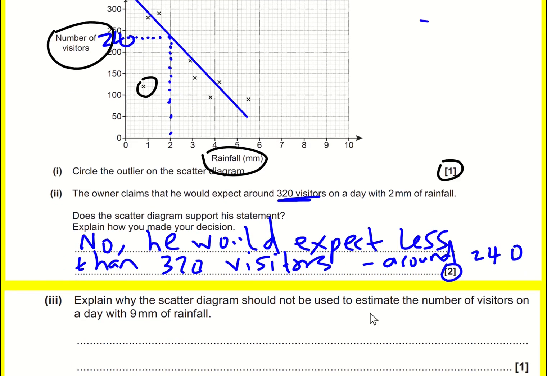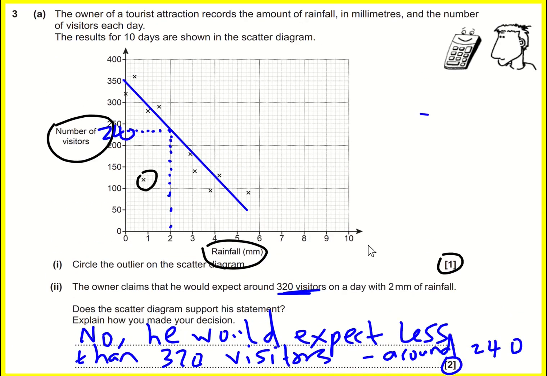All right, moving on. Explain why the scatter diagram should not be used to estimate the number of visitors on a day with 9 millimeters of rainfall. Well, this is called interpolation, what we just did. So we've got data and we are looking within the data to make a prediction, and that's fine. That is allowed as long as you've got a pretty good correlation. That is, you can fit a straight line to it. If it's all over the place, then you can't do that.